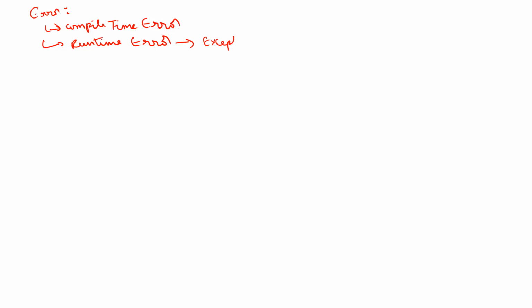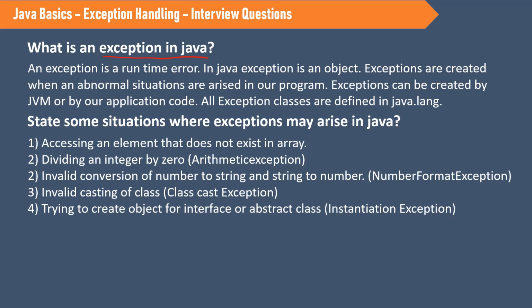We have seen in the previous videos that errors are mainly two types. One is a compile time error, and the second one is a runtime error. And these runtime errors are called exceptions. So an exception is a runtime error. In Java, an exception is an object. So normally exceptions are created when abnormal situations arise in our program.